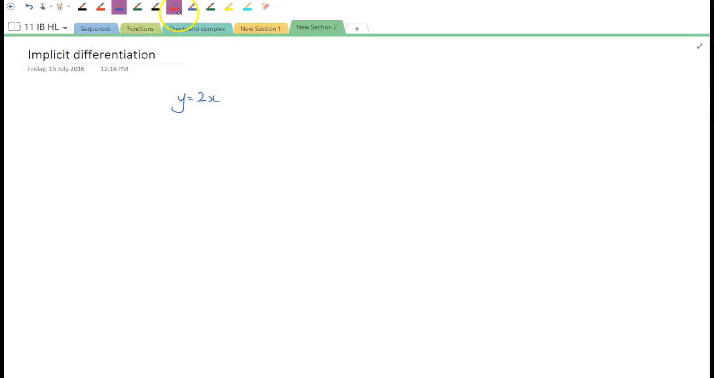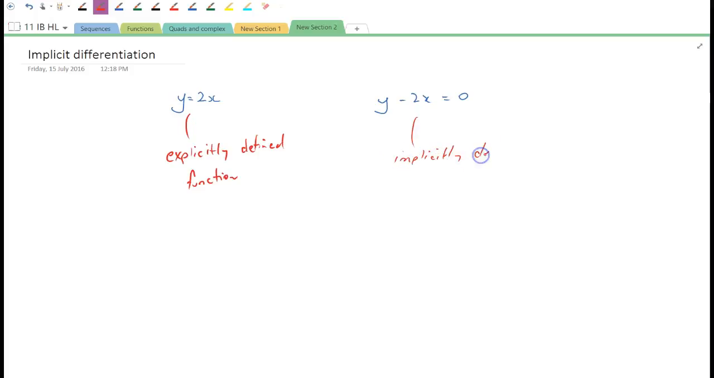Now, functions can be either explicitly or implicitly defined. This one here, because it's y equals, y is the subject. We would say this is an explicitly defined function. It's explicit because it's clear: y equals 2x. Now, if we take the same function and say y minus 2x equals 0, same function, but now it is implicit. It's implicitly defined because we don't have our x or y as the subject. So that's an implicitly defined function.